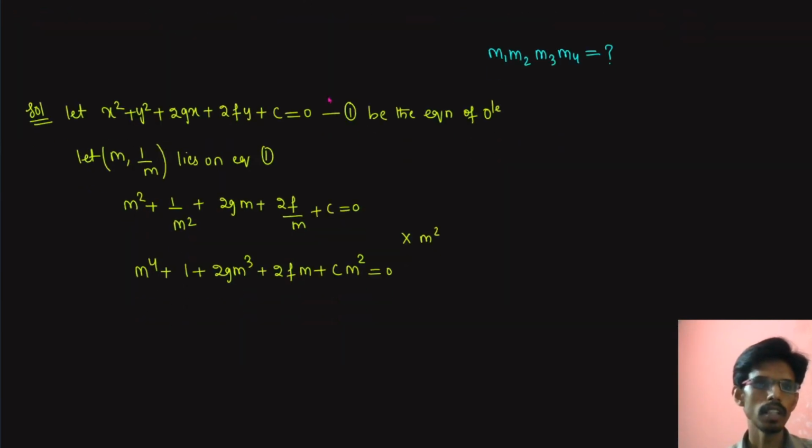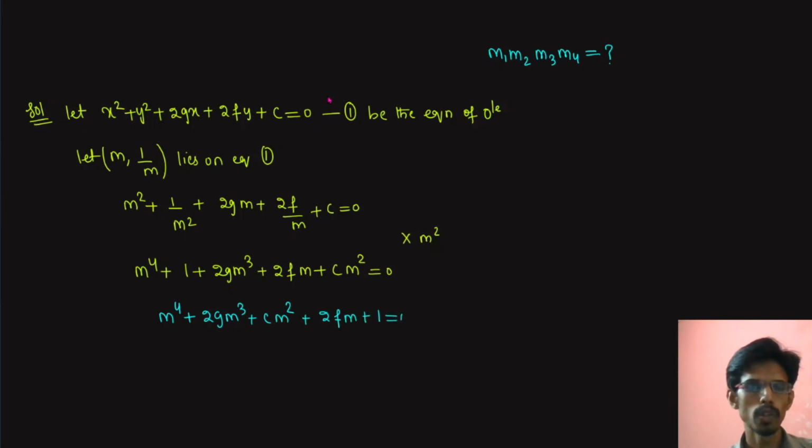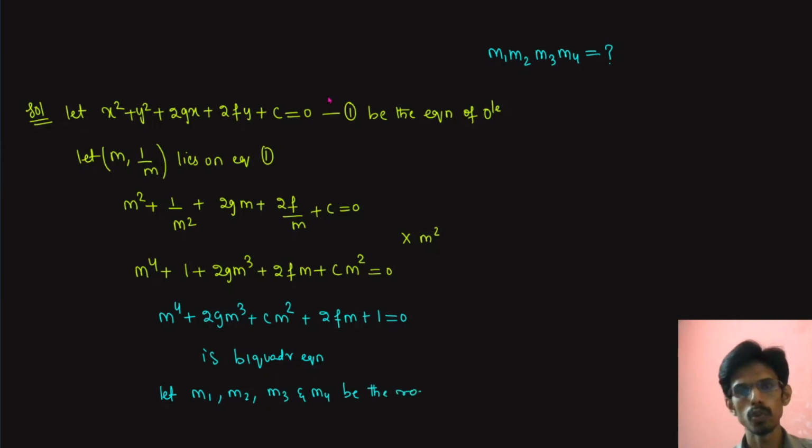Now write down this equation from highest power to lowest power: m power 4 plus 2g m power 3 plus c m square plus 2f m plus 1 equal to 0. Okay, this is a biquadratic equation having 4 roots. Let m1, m2, m3 and m4 be the roots of the equation.